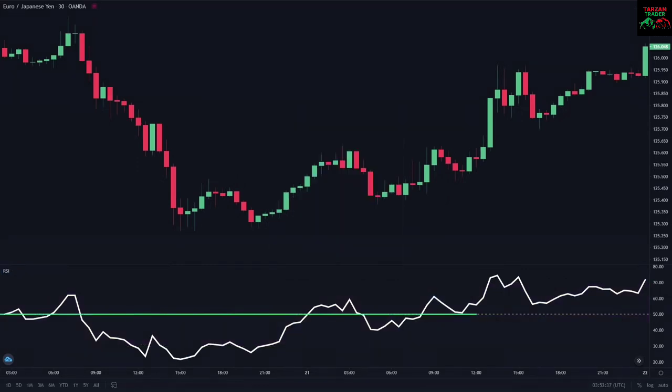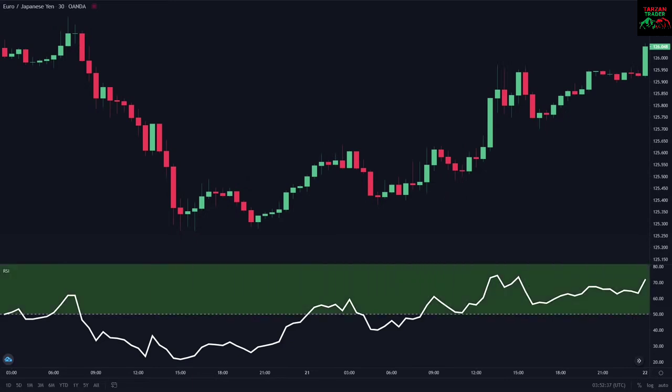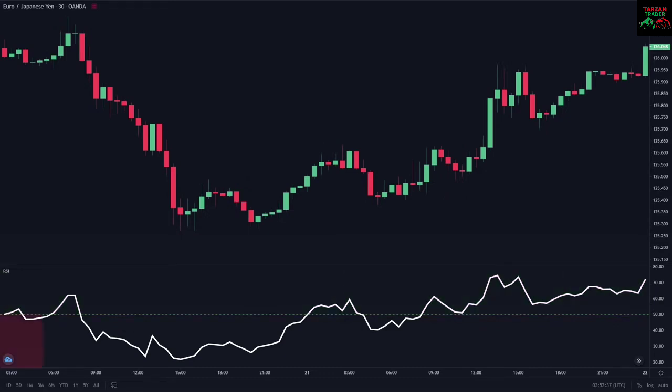So now we have a single line in the middle like this, and the way we use it to confirm a trend is very simple. If the RSI is above the middle line, it means that the price is on an uptrend, so you only take buy positions. And if the RSI is below the middle line, it means that the price is on a downtrend, so you only take sell positions.